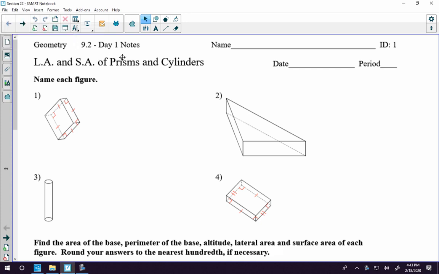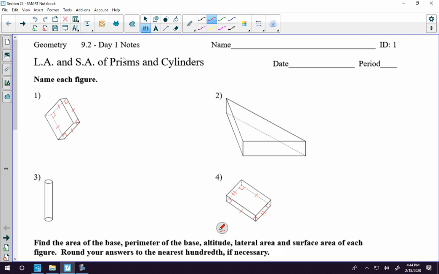Okay, guys, what we're going to be talking about today in Chapter 9, Section 2 is how to find the lateral area of a couple of different types of prisms, and also how to find the surface area of a couple kinds of prisms. In these first four questions, the directions read: name each figure.